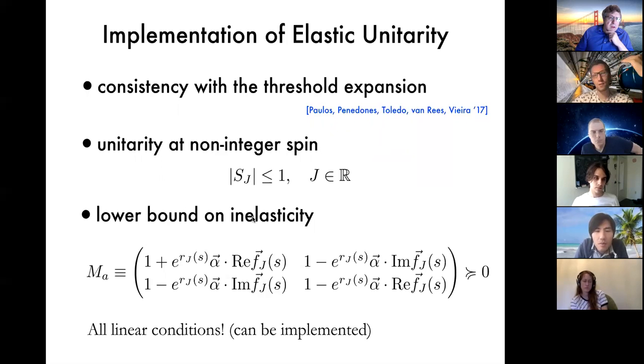And you can also impose a lower bound on inelasticity if you make some assumption about the discontinuity. Then you can implement a lower bound on inelasticity into the numerical bootstrap scheme. And the crucial point is that all these conditions are linear in these parameters alpha, and so they can be implemented with semi-definite programming. So that's the basic idea.